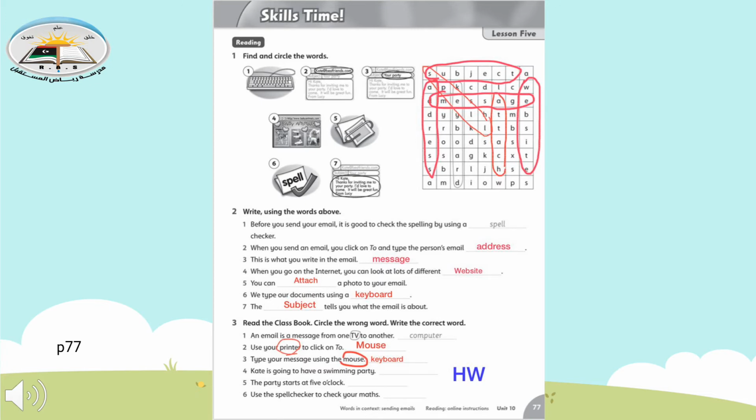We have number 1 is already answered. An email is a message from one TV to another, a computer to another. It's from a computer to another. So circle TV and write computer. Number 2, we use your printer to click on to. Now circle printer and write mouse. Use your mouse to click on to. Now the rest is homework for you. Try to find the answers from your workbook. We already explained the lesson in the workbook. Now that's it for page 77.